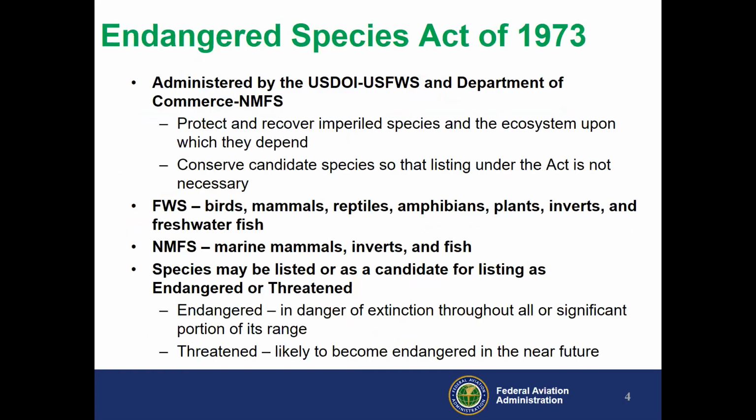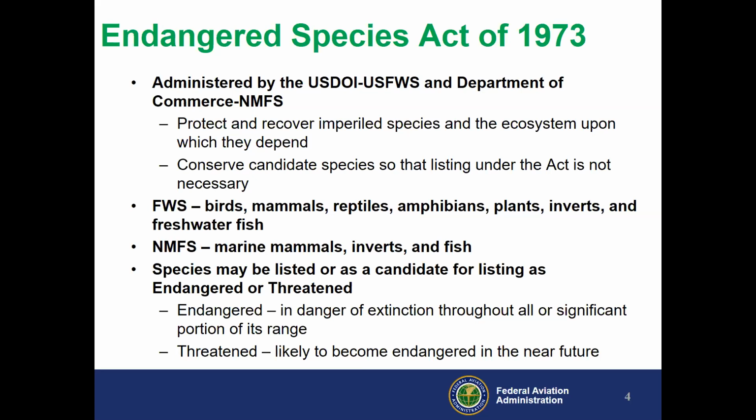So the Endangered Species Act was enacted in 1973, and it's actually administered by two federal agencies, Fish and Wildlife and the National Marine Fisheries. Its goal is to protect and recover imperiled species and the ecosystems upon which they depend. And it's important to conserve candidate species so those species do not get listed under the Act if we're able to do so. Fish and Wildlife focuses on birds, mammals, reptiles, amphibians, inverts, and freshwater fish, where the National Marine Fisheries obviously focuses on the marine environments, including marine mammals, inverts, and fish.